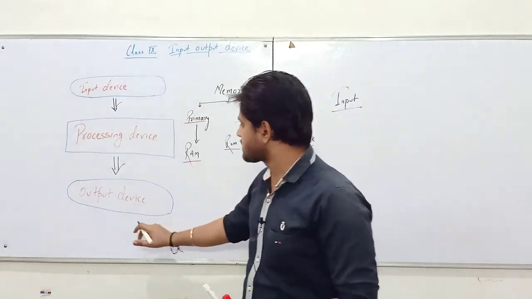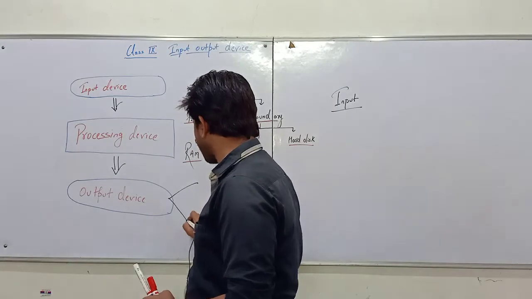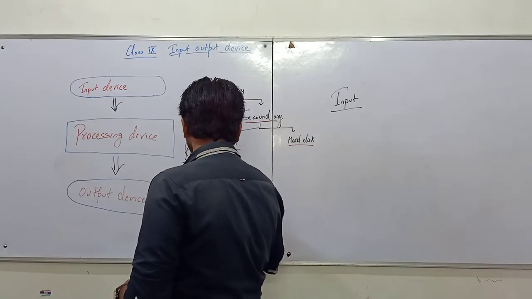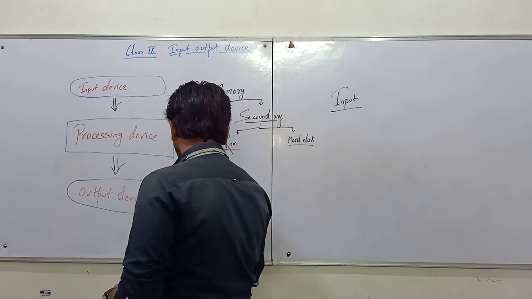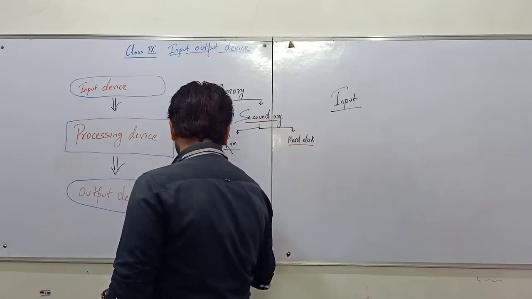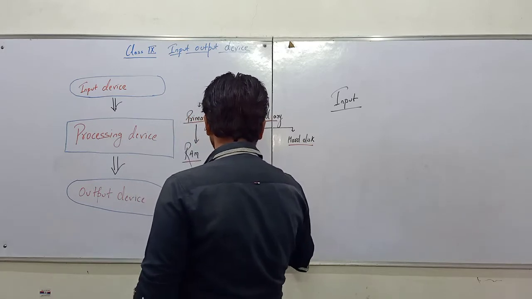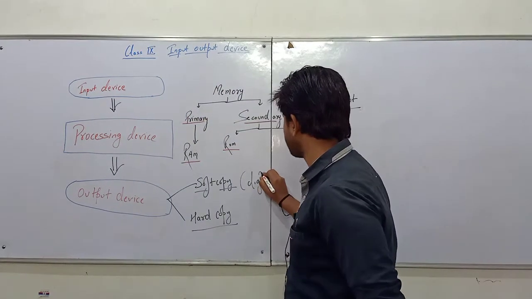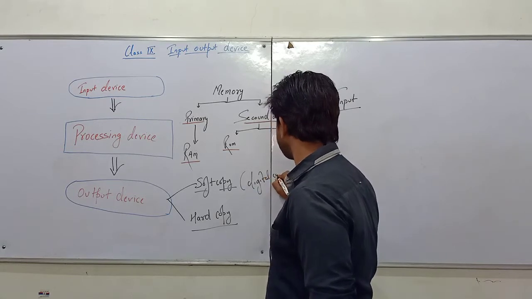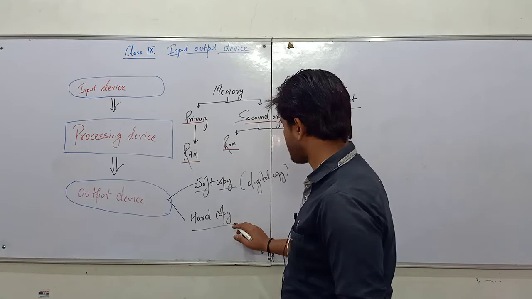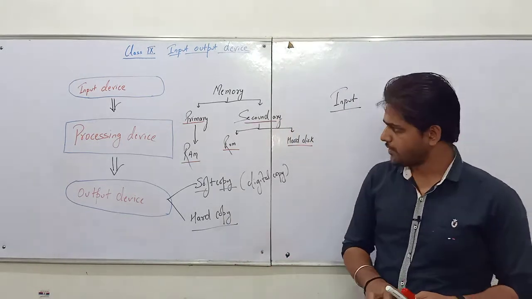Now we have already discussed that output will be of two types. The first one will be a soft copy format, and a hard copy format, where soft copy is also known as digital copy. And talking about hard copy, it's a normal copy which you can see, touch or feel.